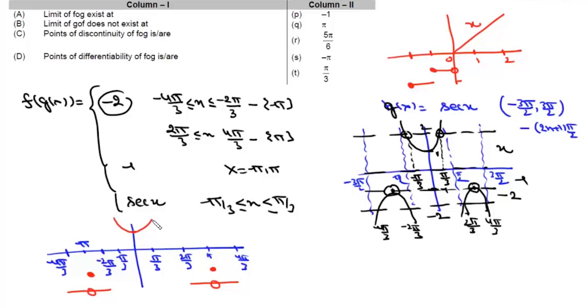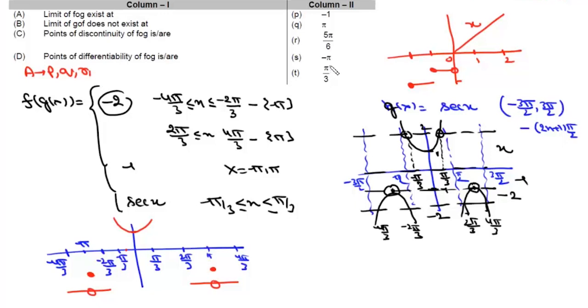Now at minus 1 it will lie here. So at minus 1 it will exist. So this a matches with p. At pi, here it is discontinuous, but still the limit is going to exist. So this is q. Now at 5 pi by 6, which is pi minus pi by 6, it is continuous at this point, so it will be this r.